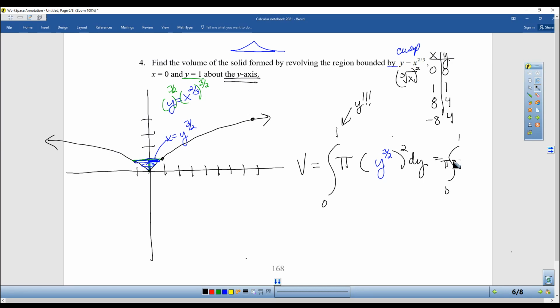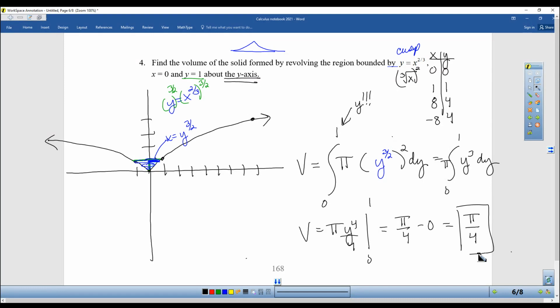You can take out the pi if you want to y cubed. How lovely. So the volume is just going to be pi y to the 4th over 4 from 0 to 1. When I plug in a 1, I get pi fourths. When I plug in a 0, I get 0. And so my answer is pi fourths.